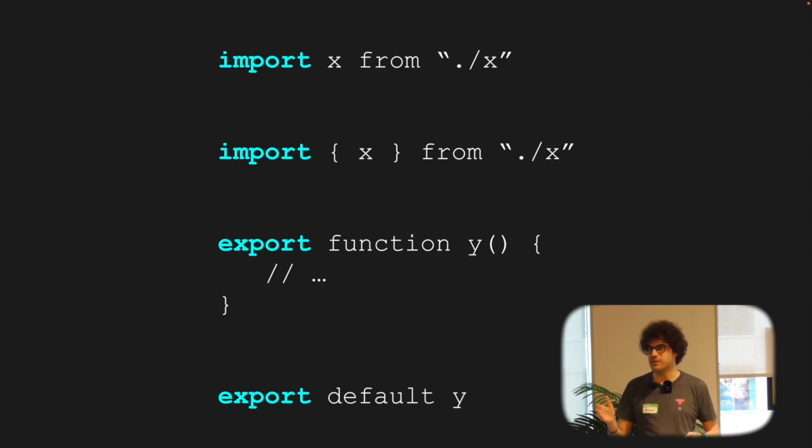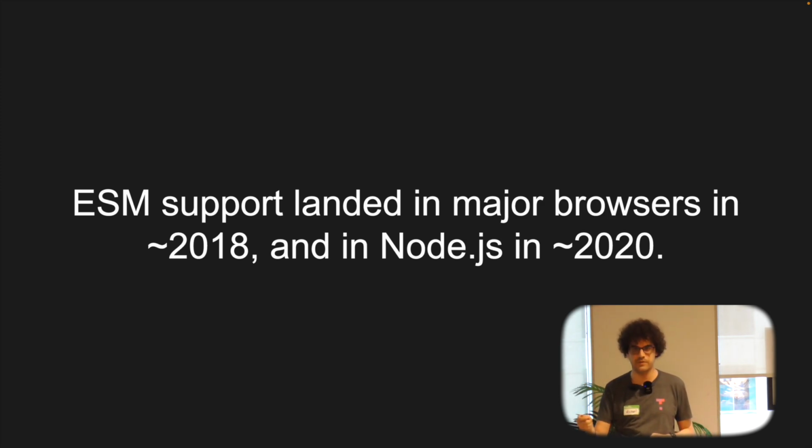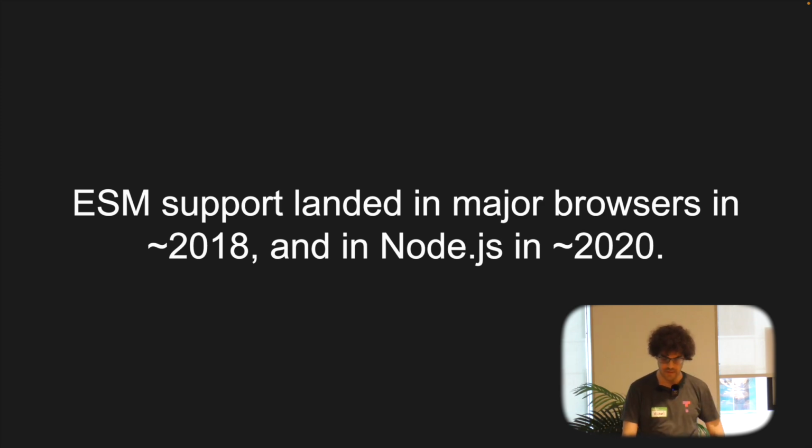In reality, things are not quite that simple. Despite being spec'd in 2015, and the dates may vary on this exactly, ECMAScript module support landed in browsers in 2018 and in Node.js in 2020. So on the front end in 2018, but on the back end in Node.js in 2020. I think I said 2022 the first time. So it's very recent for a very ubiquitous language to have just gotten support for its standard module system.